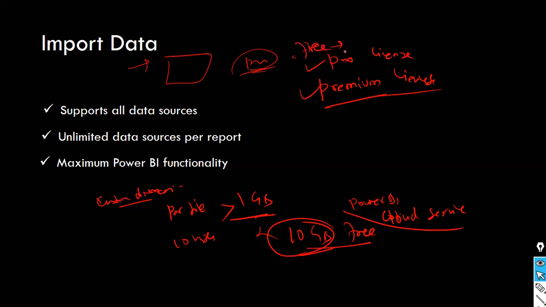The free license on the cloud service is available only for 60 days. Each file size should not be more than 1 GB, and overall you can use 10 GB. But with the premium license, you can go 50 GB and above. Each file size can be 50 GB and above. The pro license also lets you store 20 GB plus of data.